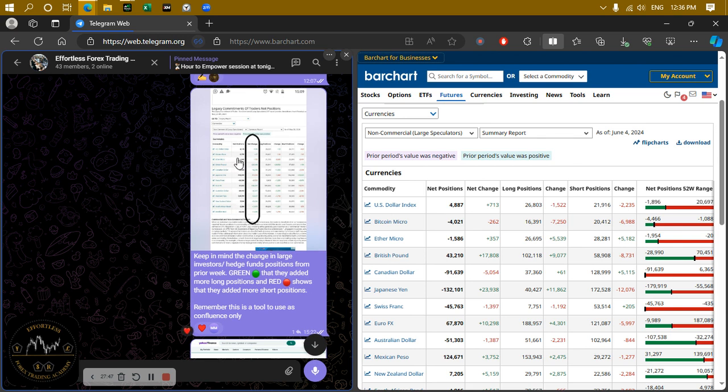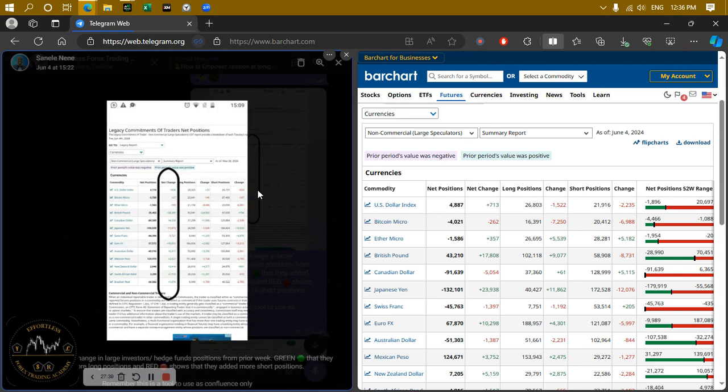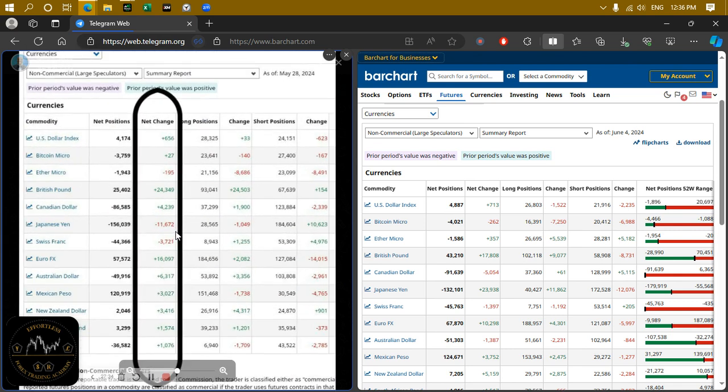So I had shared this, I think it was June 4th. Like I said, keep in mind the change in large investors' hedge fund positions from the prior week. If I click on this picture, as you can see, on the British pound they had added 24,000 long positions, and on the Japanese yen they had added 11,000 short positions. That means they had positioned themselves going into that week by adding more long positions on one and more short positions on the other. And this lined up with the position that I was looking to take on GBP JPY.